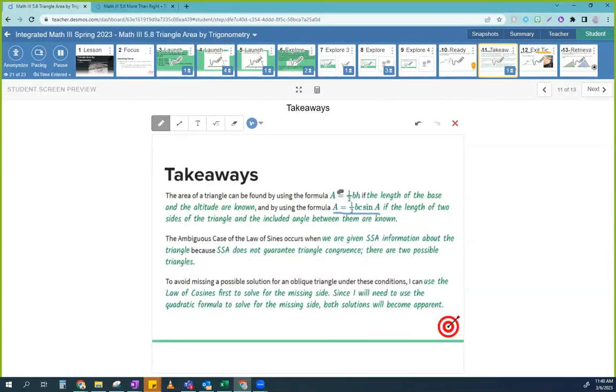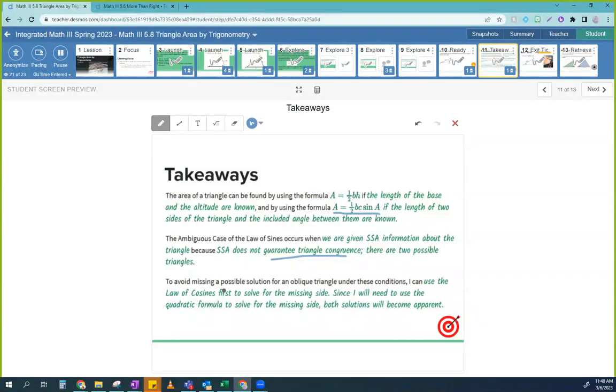This is if you know the height and its base, or the base and its height. This is if you don't. This is just any old triangle, right? The ambiguous case is what we just are finding right now, which is SSA. Notice if you flip this around, it's a bad word, right? So this was also the case when you were proving triangles. This is a case that you can't use. You can't prove that side-side-angle is congruent to another triangle with side-side-angle, right? So it doesn't guarantee triangle congruence, and there's two possible triangles.